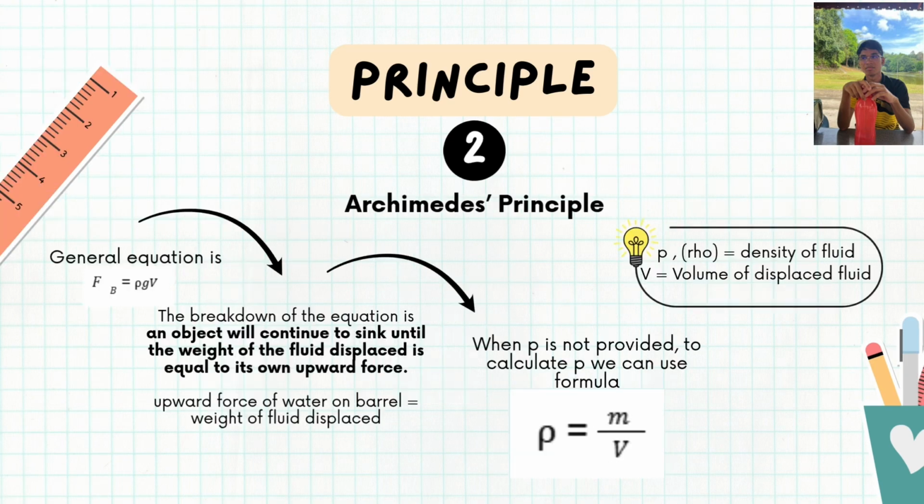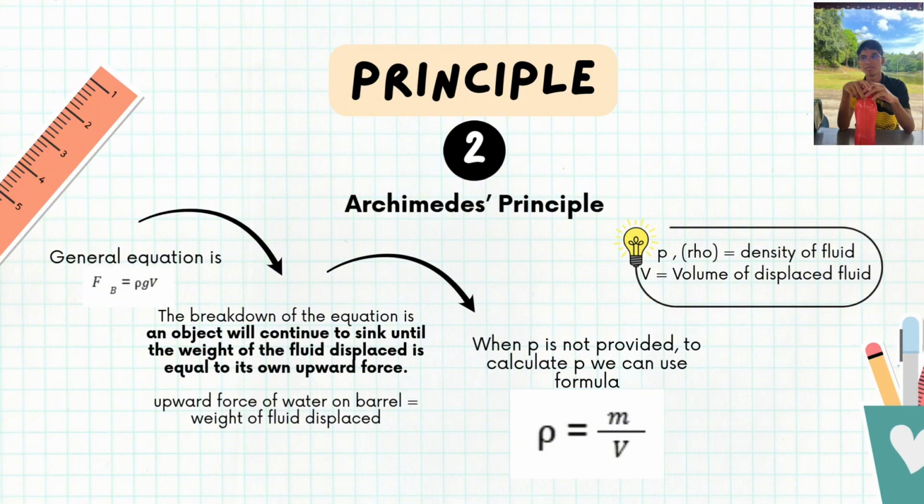We move to Archimedes principle. The general equation of buoyant force, or the upward force, for Archimedes principle is rho gV. The breakdown for this equation is that an object will continue to sink until the weight of the fluid displaced is equal to its upward force. We can see here the equation is upward force of water on a barrel, for example, equal to the weight or the volume of fluid displaced.